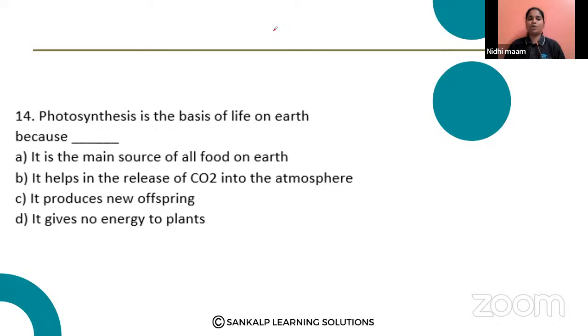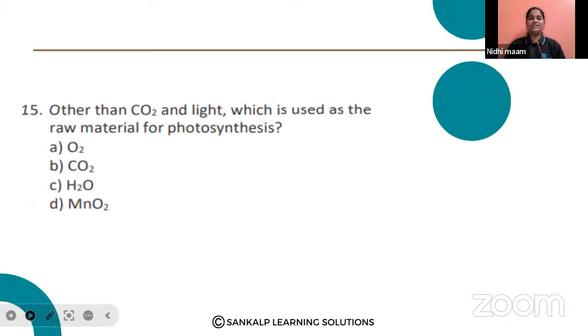Photosynthesis is the basis of life on earth because why? Very good. So Anuradha answered option A. Exactly the right answer. Other than carbon dioxide and light, which is used as the raw material for photosynthesis? Oxygen, carbon dioxide, water and manganese oxide.